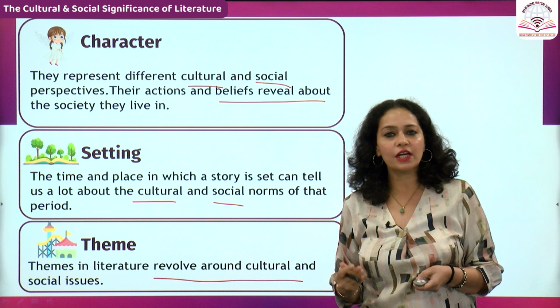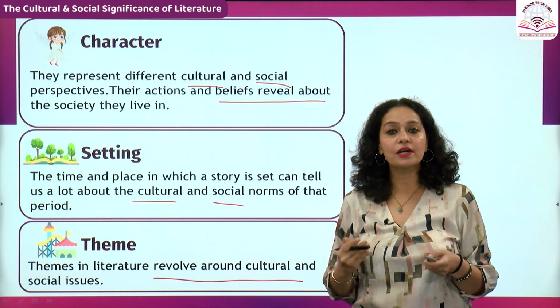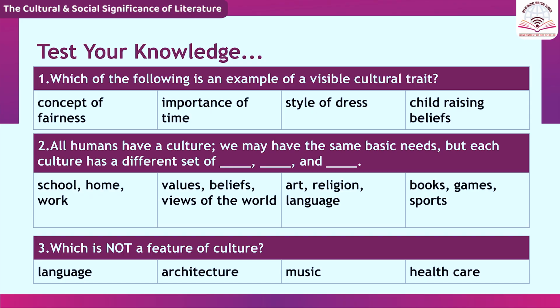So just to have a quick recap, students, today we have talked about cultural and social elements, how they are reflected in literature and what is their significance in literature. So you have to identify cultural elements in these three questions. The first question says, which of the following is an example of a visible cultural trait? The second question is, all humans have a culture. We may have the same basic needs, but each culture has a different set of, and there are 3 blanks. You have to fill these blanks with the correct options. And the last question, very important question, which is not a feature of culture.